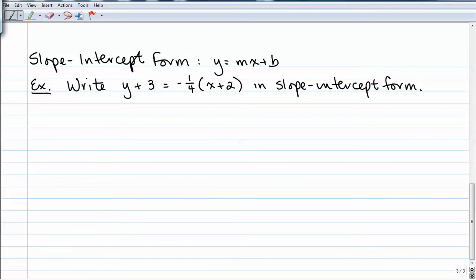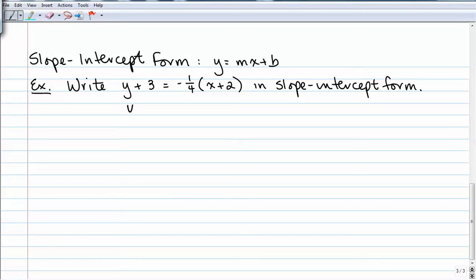We're going to take the equation of a line written in point-slope form and turn it into slope-intercept form, which is the one we're probably most familiar with. That's our friend y equals mx plus b. So let's write y plus 3 equals negative 1/4 times the quantity x plus 2 in slope-intercept form.